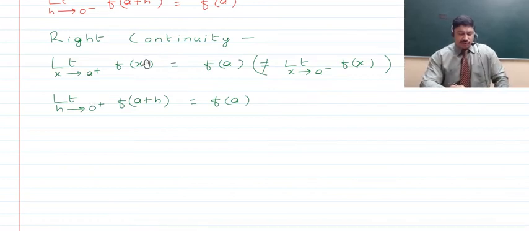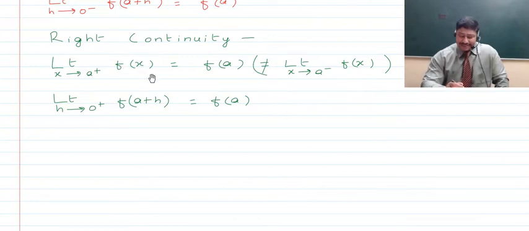Similarly, when we talk about the right hand continuity, there are three things which should exist. The right hand limit should exist, the value of the function at the point a at which you are detecting continuity should exist, and further the right hand limit should be equal to the value of the function at the point a at which you are detecting continuity.